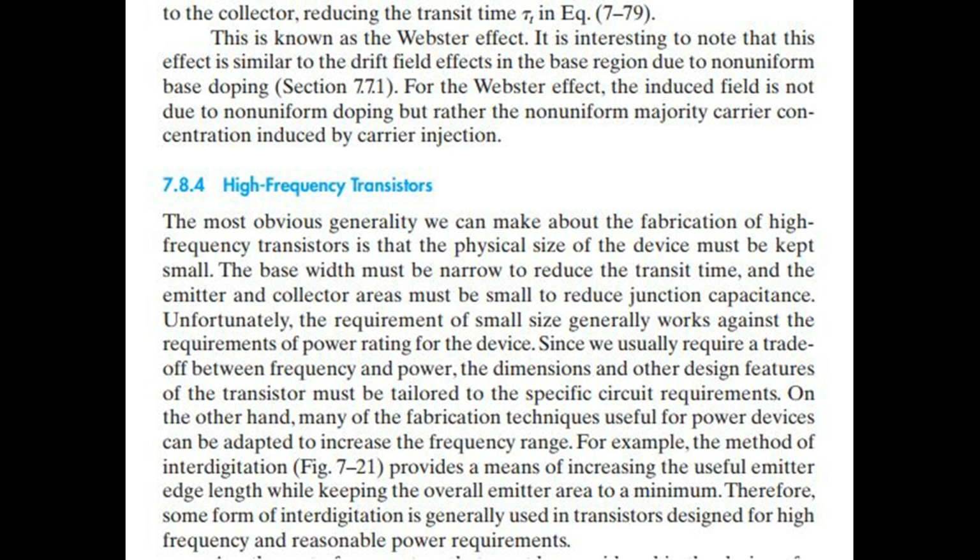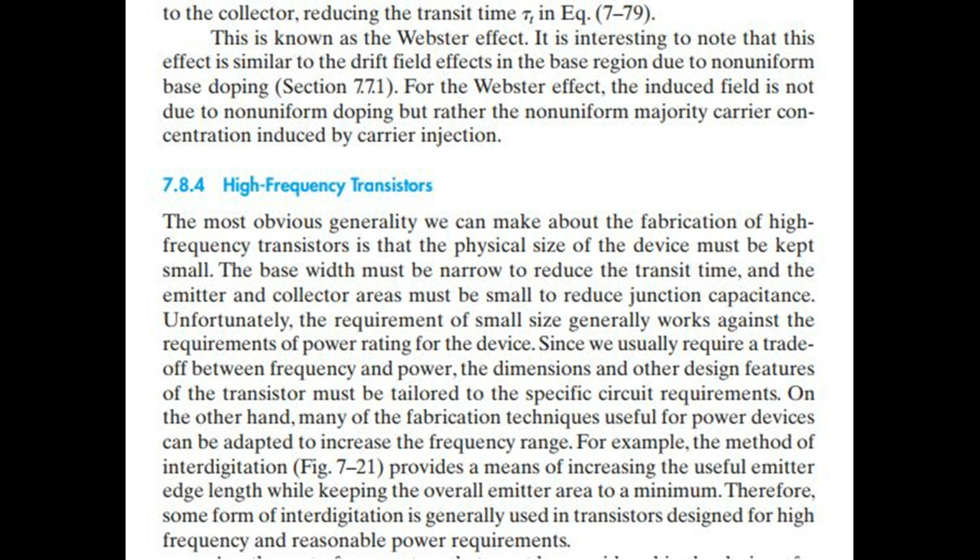It is interesting to note that this effect is similar to the drift field effects in the base region due to non-uniform base doping, Section 7.7.1. For the Webster effect, the induced field is not due to non-uniform doping but rather the non-uniform majority carrier concentration induced by carrier injection. High-frequency transistors.